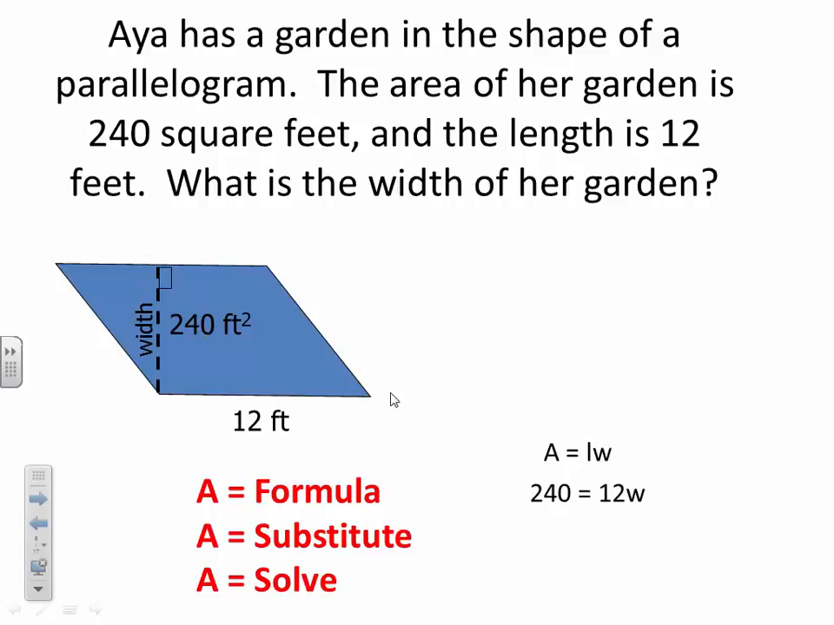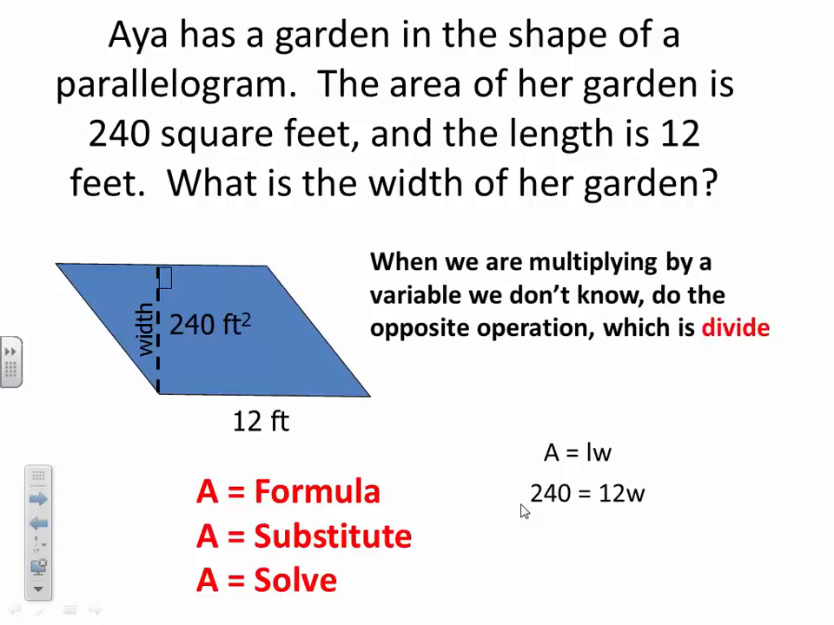So 240 was the area that went in for the A. 12 is the length that goes in for the L. The width is what we don't know. So remember in math, when two things are smushed together, that means multiply. So 12 and W are multiplying. So here's a little tidbit of info for you. We're multiplying by a variable we don't know. And do we know this W? We do not. Do the opposite operation. So in this case, we're going to divide. So 12 times, it's multiply, right? Because they're smushed. So we're going to do the opposite. We're going to divide these guys.